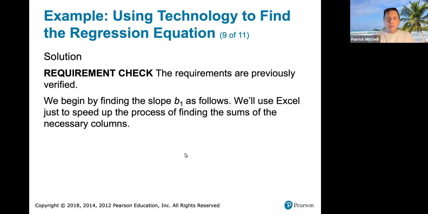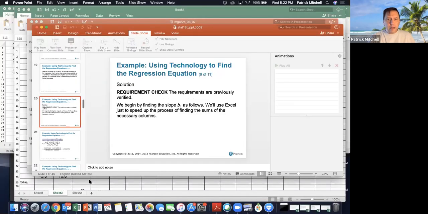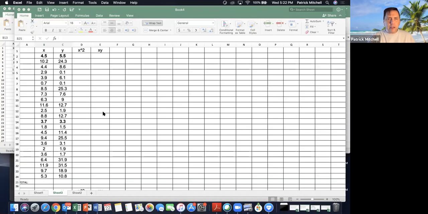So let's back out of PowerPoint here for a minute. I'm going to switch over to Excel. So you can see that I've already loaded up all of the sample data. So the four things that go into that big, scary formula that we were looking at a few minutes ago, we need the totals of the X column, the Y column, the X squared column, and the XY column.